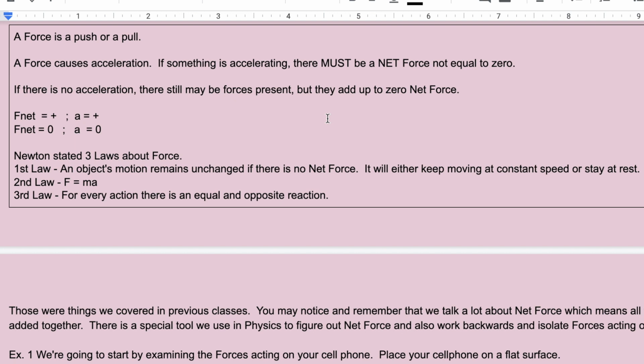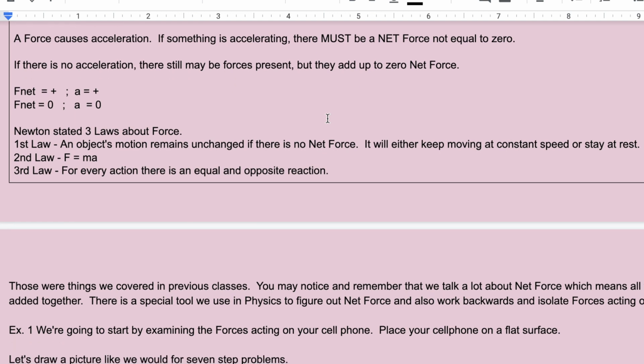So first thing is, a force is a push or a pull. A force causes acceleration. If something is accelerating, there must be a net force not equal to zero. If there is no acceleration, there may still be forces present, but they add up to zero net force. So we've talked about that with our DVA graphing.